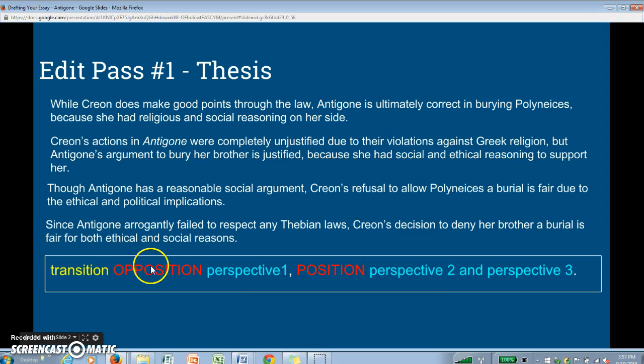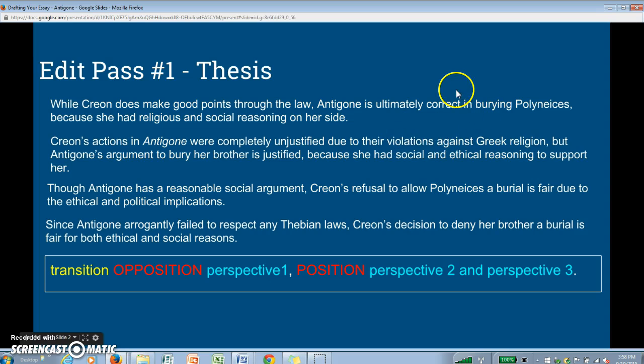Those are stating your opposition. Then you state your perspectives: law, religion, social, law. Then don't forget your comma. Next comes the position where you state your position.